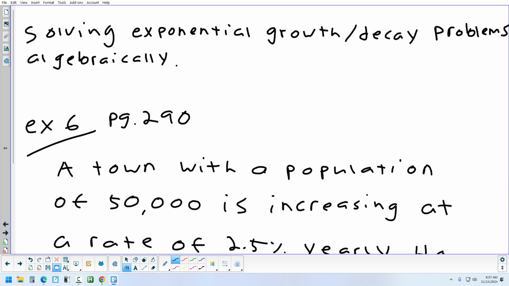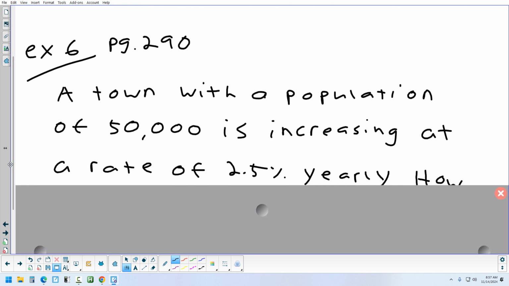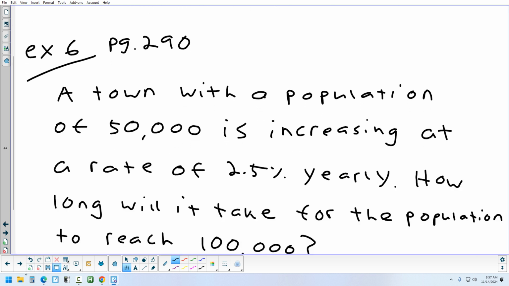We've done this exact problem with these exact numbers already. I think we did it on maybe Tuesday. So we had a town with 50,000 people. The population was increasing at 2.5% every year. And they wanted us to figure out how long it'll take for the population to reach 100,000 people.